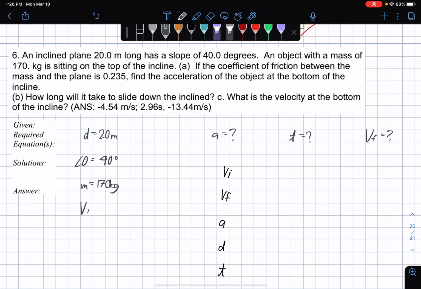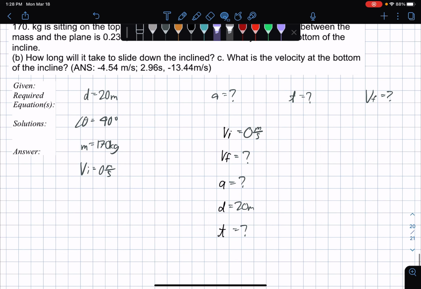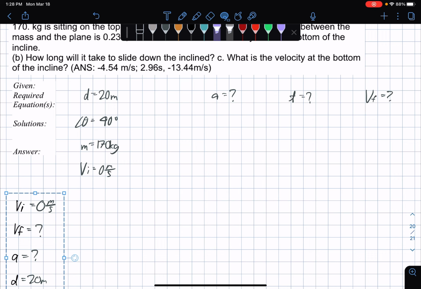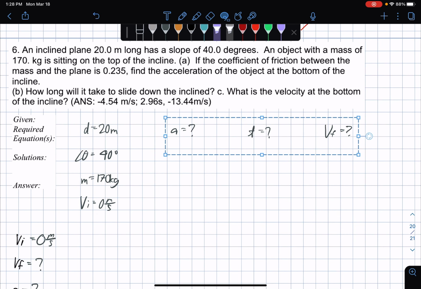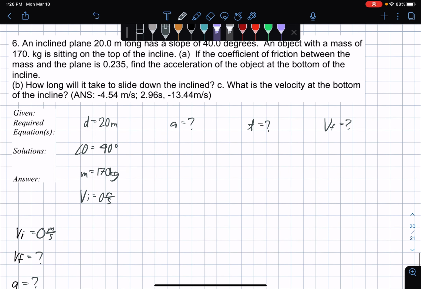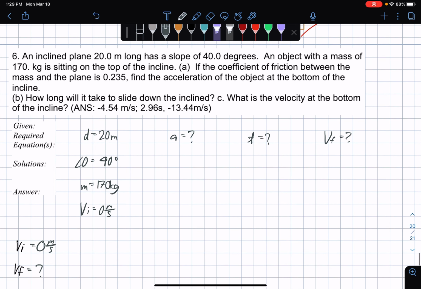So we know that the VI at the start of falling is 0 meters per second. And the distance, we know that it's 20. The time is missing, as well as the acceleration, as well as the VF. So yeah, maybe let's just keep the two of them. Although essentially, you can organize the given in a cleaner way. But yeah, what matters is I wrote everything.